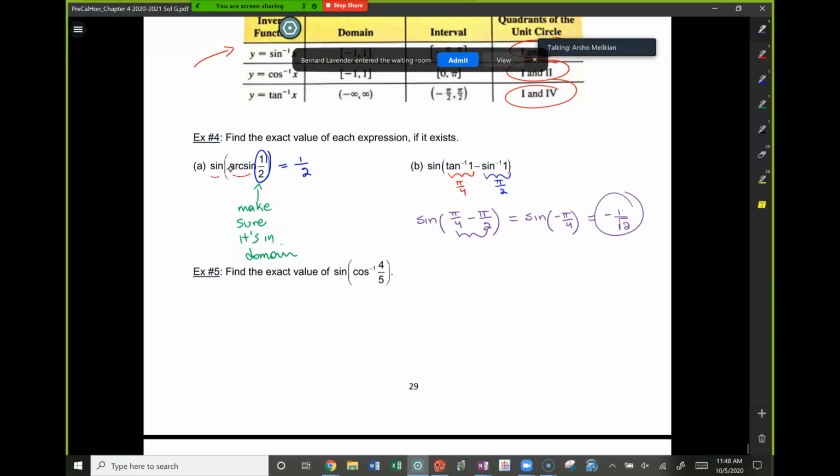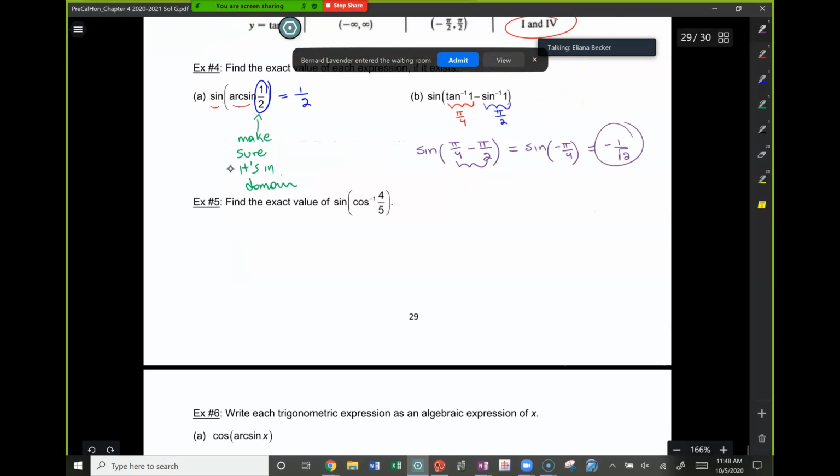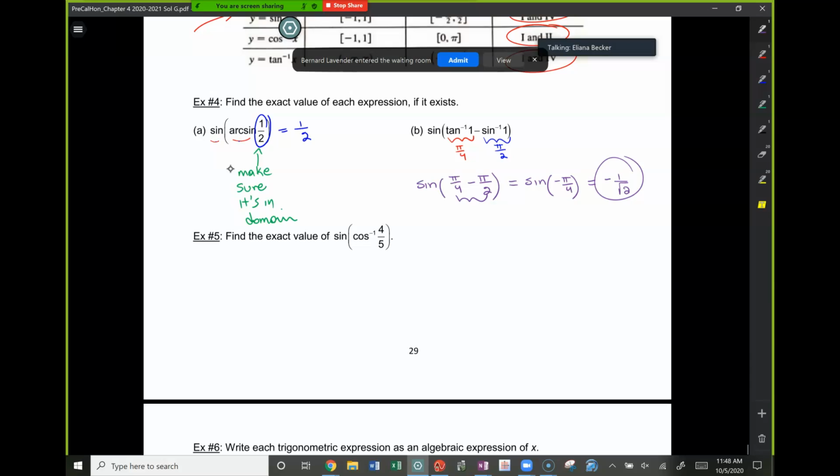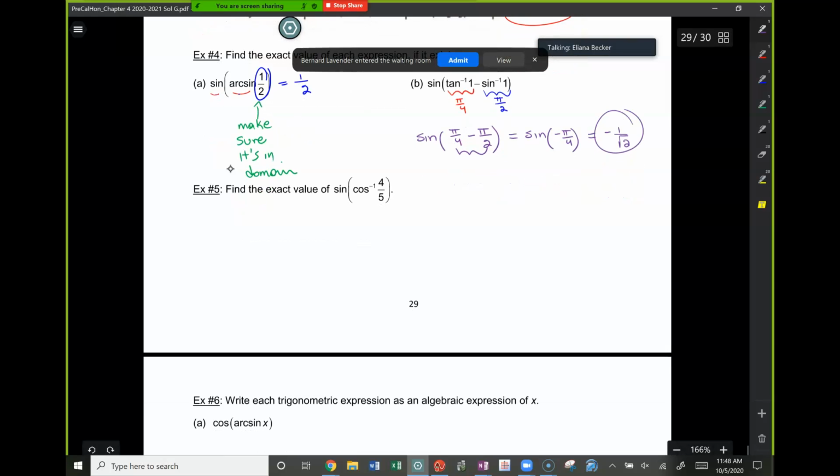Okay, Eliana? Just a general question. How do you know when to graph more than one line? Like, when you're graphing a tangent line, should we repeat it and do as many periods as possible? No, just one. Okay. Yeah. Okay.